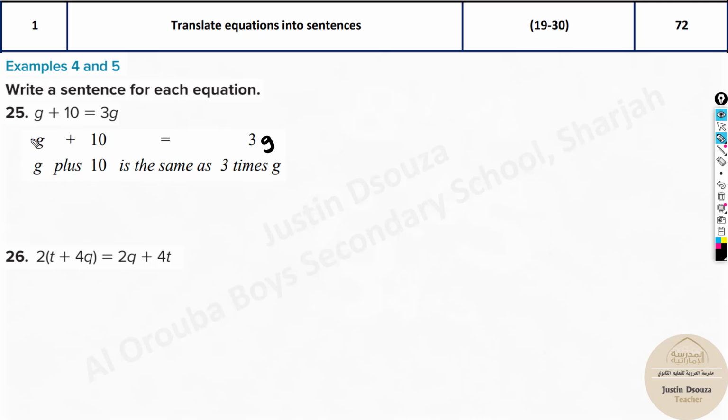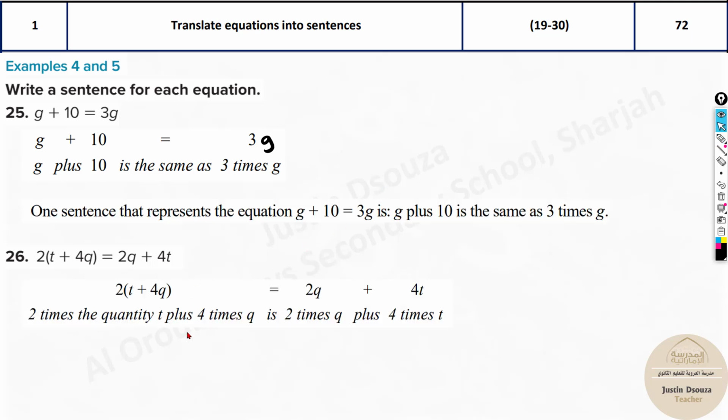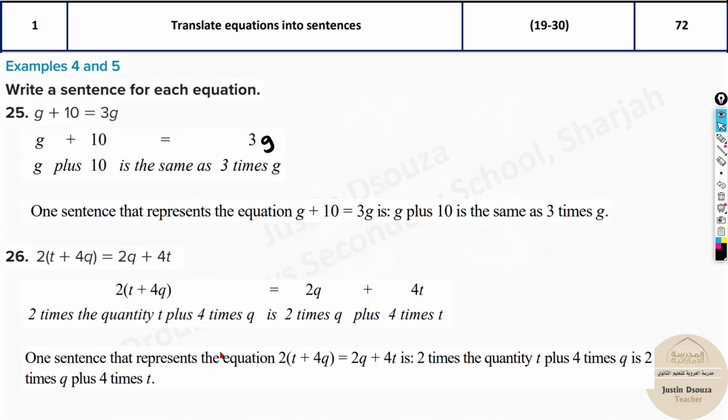Or you can say the sum of g plus 10 is equal to 3 multiplied with g, or 3 times g, or the product of 3 and g. So many things, okay? Please make sure you read them by yourself. You can see all the answers. Read them by yourself and understand that.